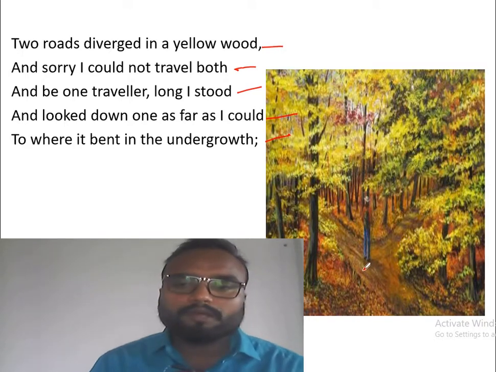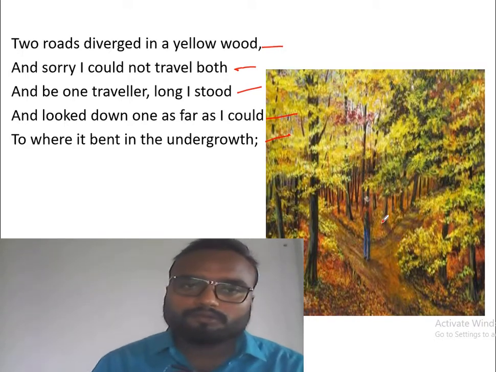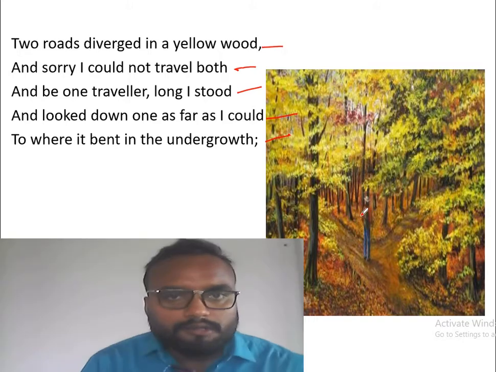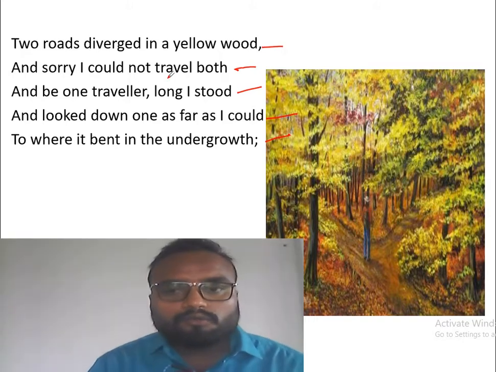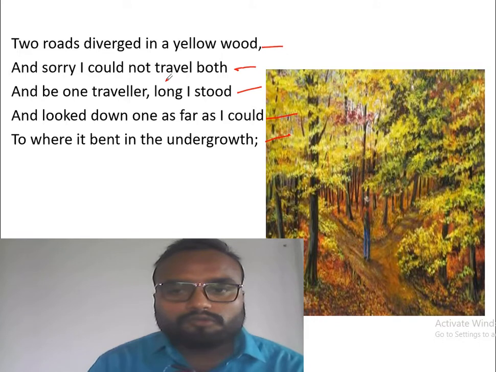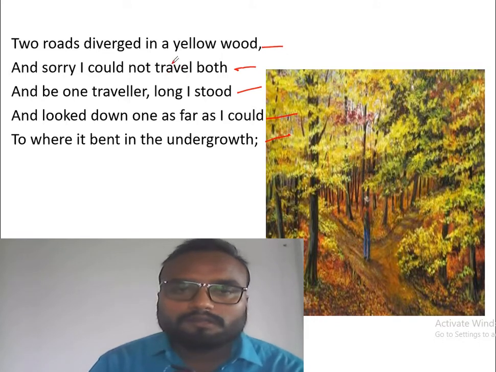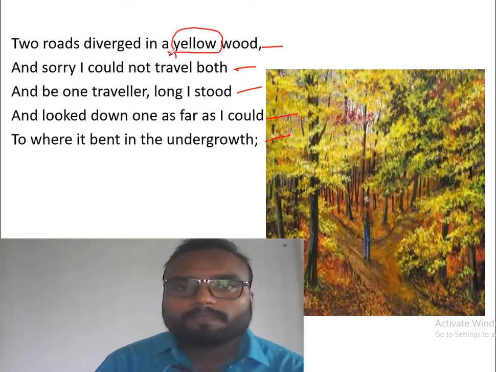from where two roads diverged. Two roads diverged, it means that the road was diverging, it was the fork of the road, diverging into two. From a point, the road was diverging into two. And here yellow refers to the autumn season. Wood means forest. And sorry, I could not travel both.